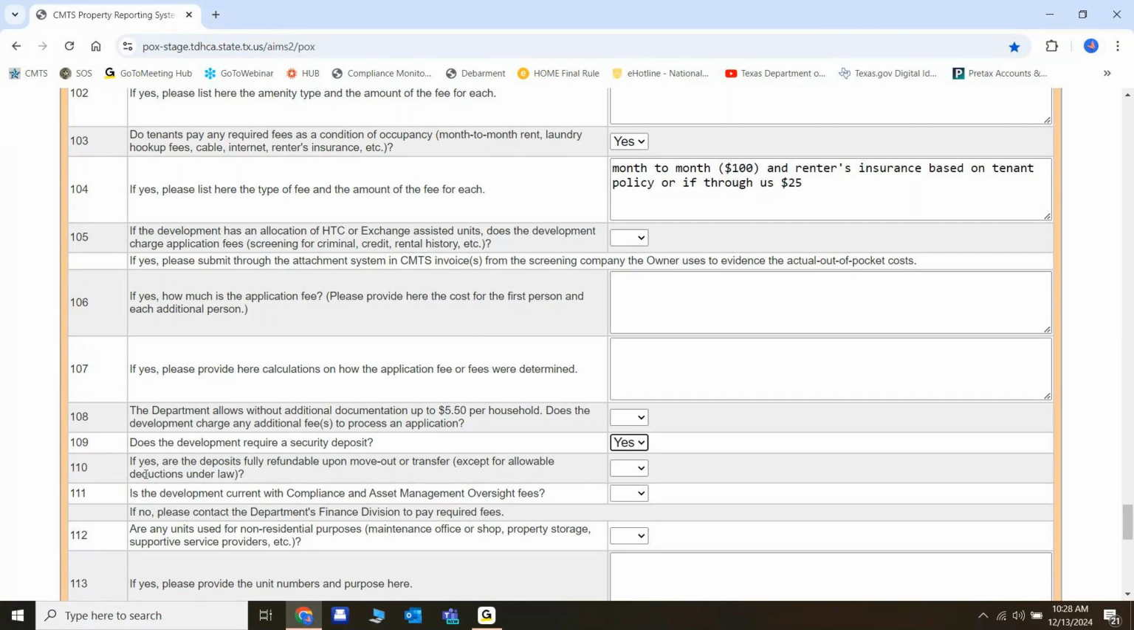Does the development require a security deposit? Yes. If yes, are they fully refundable upon move out or transfer except for allowable deductions under law? Yes. If you don't require one, you can say no. So that's a yes or no. This is only if yes, then you're going to leave it blank if it's no.